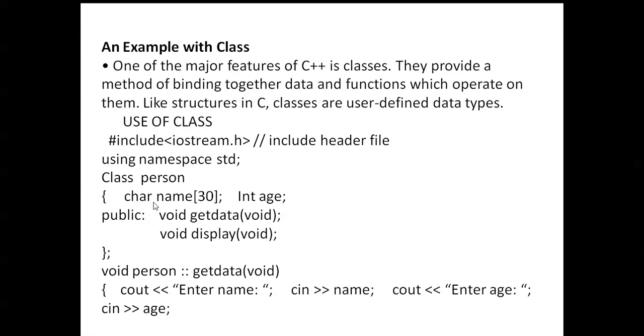What is the data? Name is character data type, and age is integer data type. And these two are the functions: get data and display data. A class is nothing but data and functions bound together. The combination of data and functions bound together is called a class.